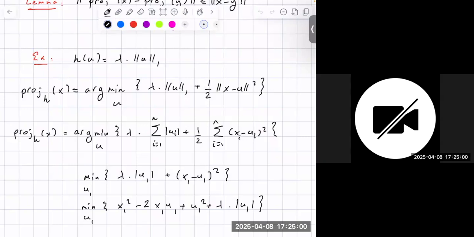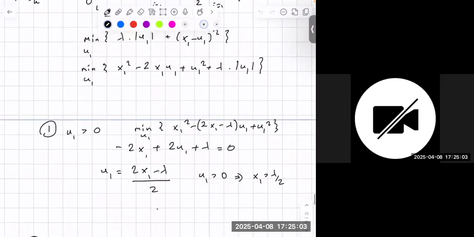So let's split the problem into two pieces, where first piece, you're looking at the positive type stuff. And in that case, absolute value becomes just U1. And you write it down, you take your derivatives, and it comes about that the optimal choice here is apparently 2 times the first coordinate minus that lambda parameter, divided by 2. And don't forget, we are looking at the positive type assignment here. This means this is a positive number. And that apparently also means your first coordinate is bigger than half of your penalization parameter. If this is the case, this is the optimum.